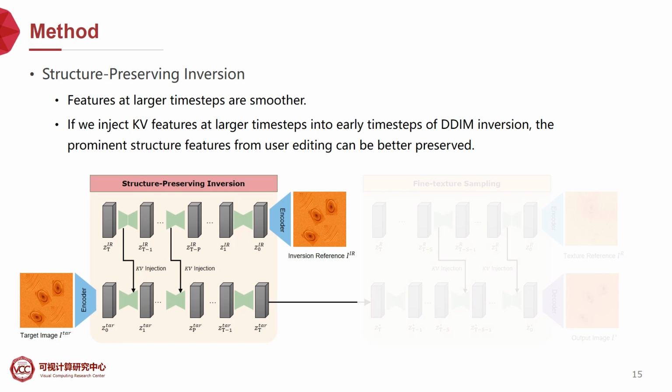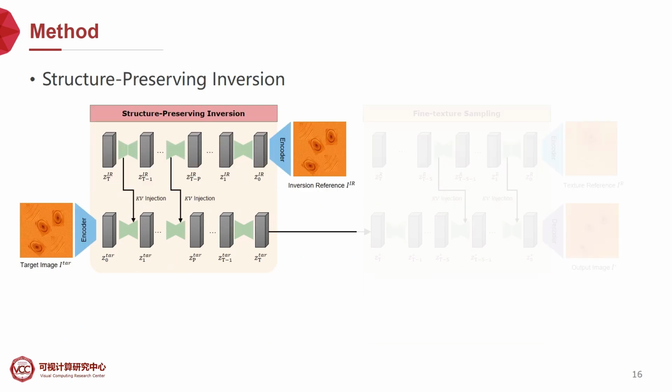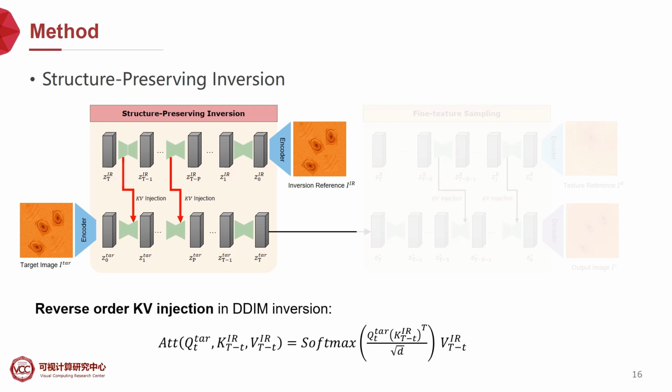Our key observation is the self-attention features are getting smoother along with inversion time steps. If we inject KV features at larger time steps into early time steps of DDIM inversion, the prominent structure features from user editing can be better preserved. More specifically, we inject the KV features from the target image's inversion process into another inversion process of the target image itself, in reverse order.